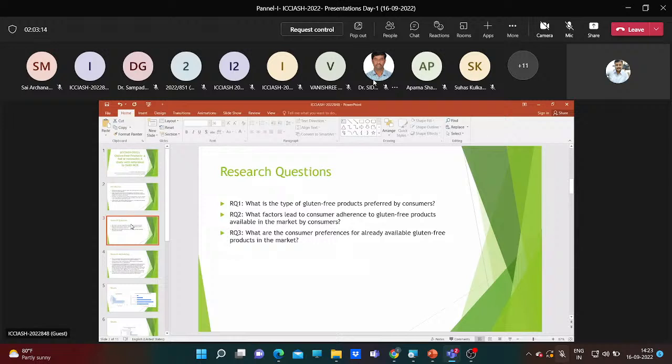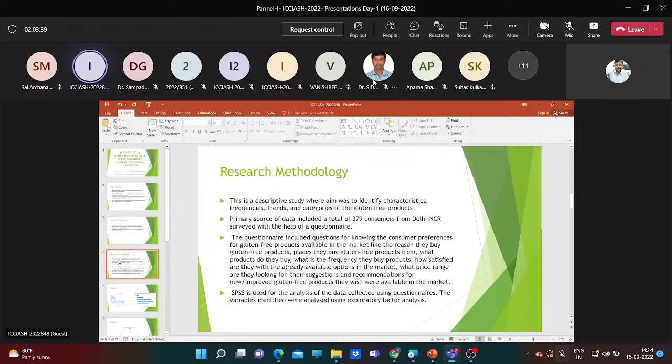address these research questions. Our study included what type of gluten-free products are preferred by the consumer, and what are the factors that lead to the adherence to gluten-free products among Indian consumers. And then lastly, what were the preferences for the already available gluten-free products in the market? So these three research questions we have addressed in our study. Now let's move on to the research methodology.